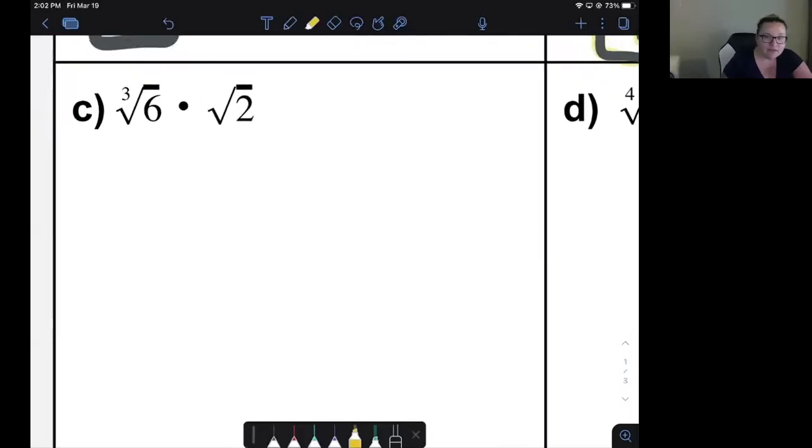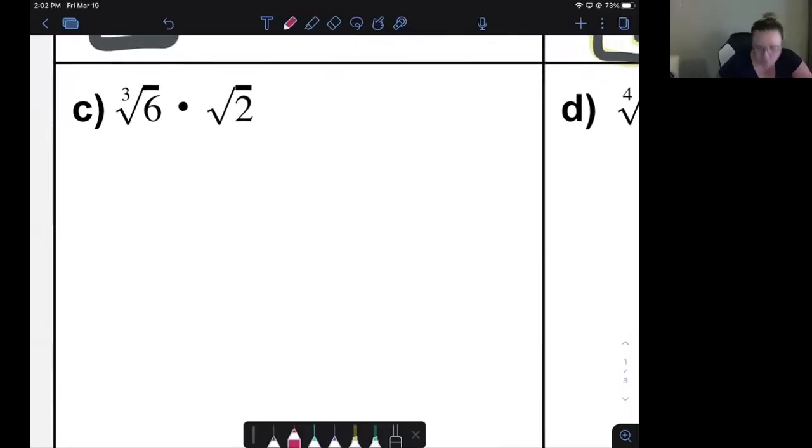Now, when you look at example C, some red flashing lights should go off in your mind, because if you have the cubed root of 6 times the square root of 2, these do not have the same index and cannot be combined under one radical. So your answer is just the cubed root of 6 times the square root of 2.